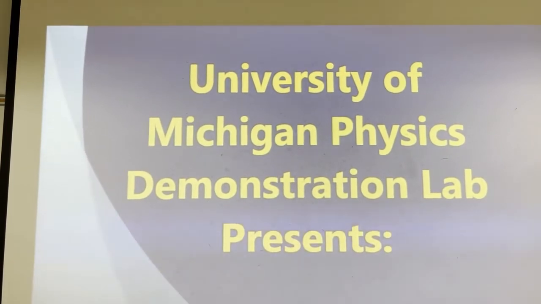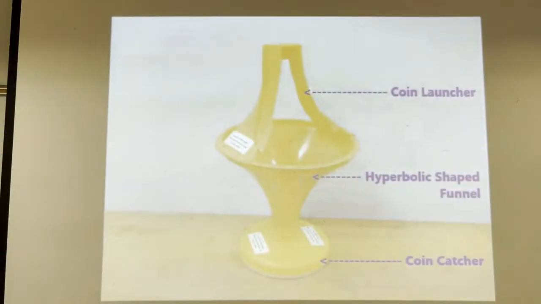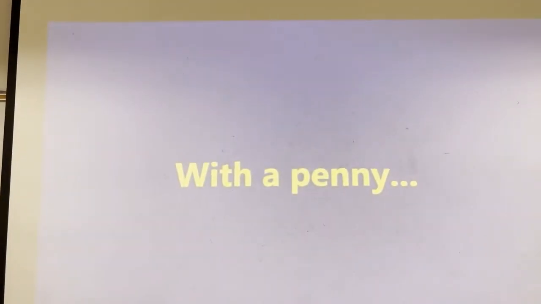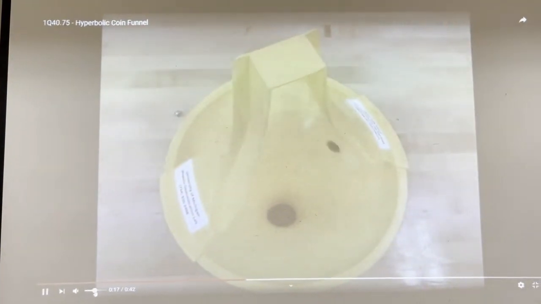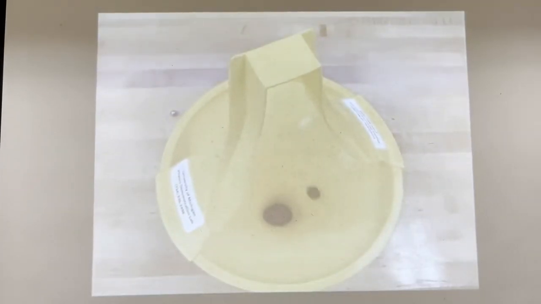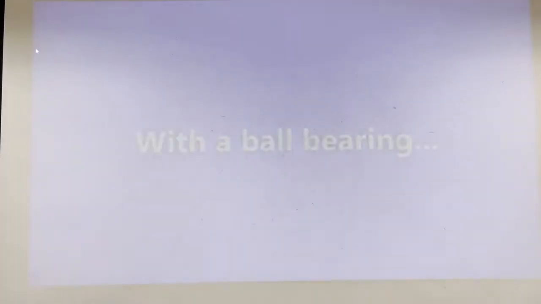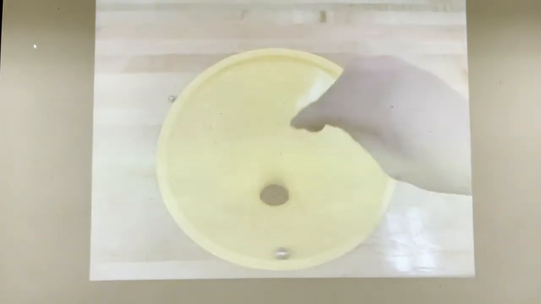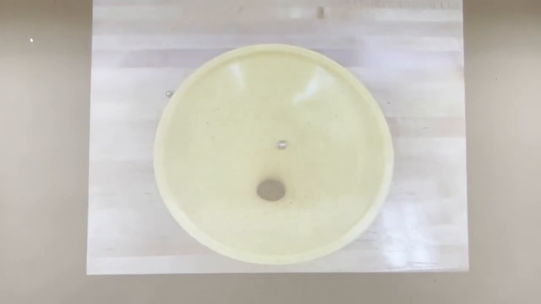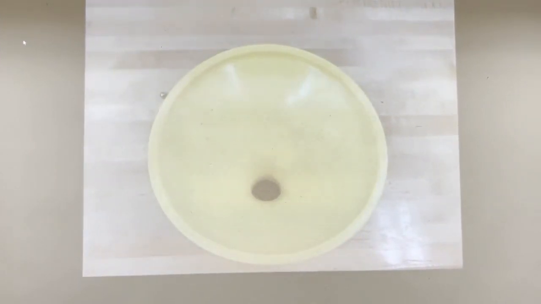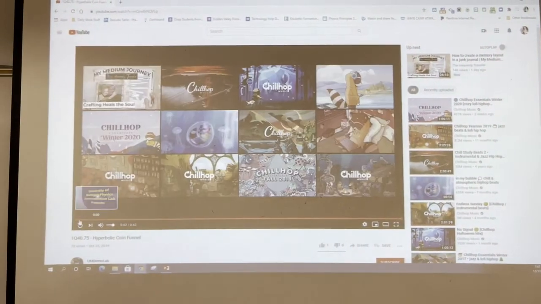University of Michigan Physics Demonstration Lab presents 1Q40.75. You guys seen these things before? Coin launcher with a penny. Boom. Your coin's gone. Angular momentum is the same. The radius is changing. Let's go back and see that again.